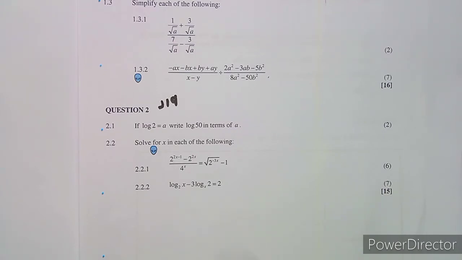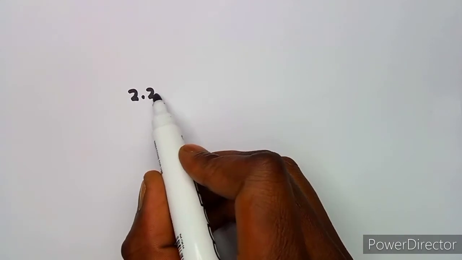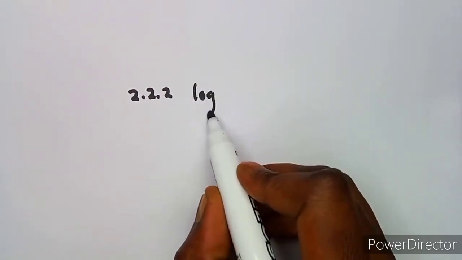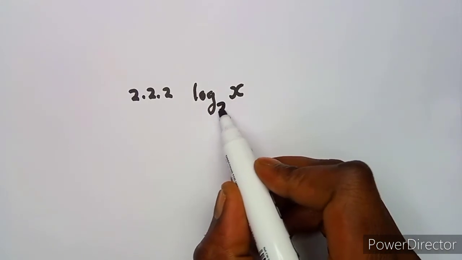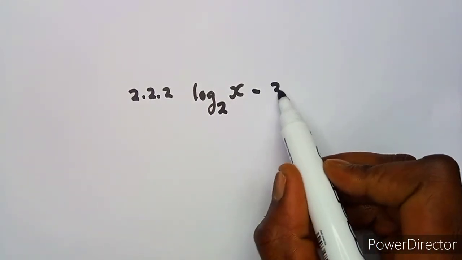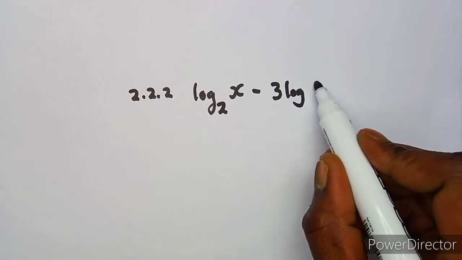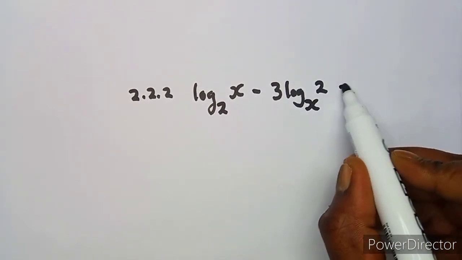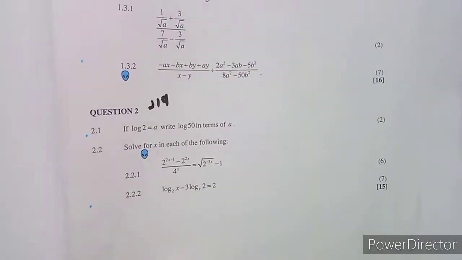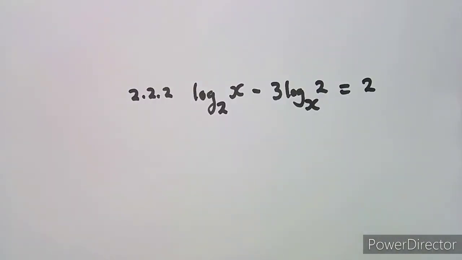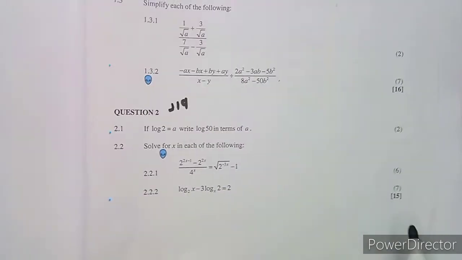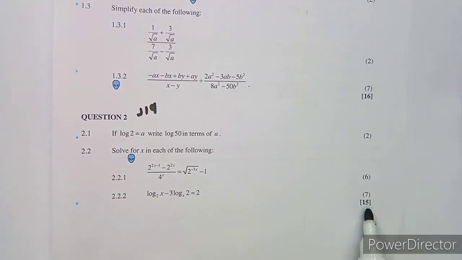All right, anyways, on 2.22 we are now asked to solve again for x, but this time it's a log, and we've got 7 marks for that. So which means we have got something again there which they are testing us on. So this is log x base 2 minus 3 log 2 base x. Take note there, the bases are not the same. That is why it has to go to 7 marks. As we can see, these bases are not the same, and 7 marks for that to make it 15.